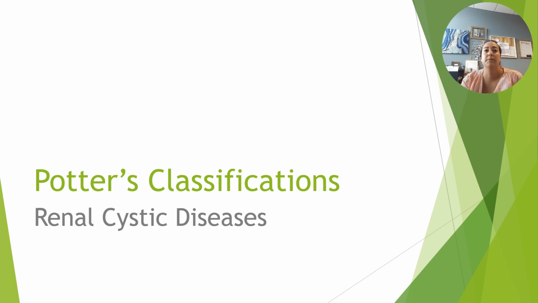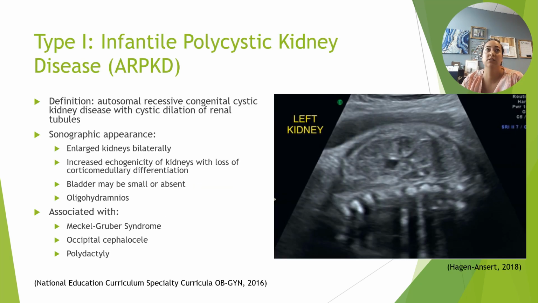All right, so getting into some abnormal things. Potter's classification is renal cystic diseases, so we're going to talk about those different appearances. There is type 1, also called infantile polycystic kidney or autosomal recessive polycystic kidney disease. You'll see these terms. Some of them are not used anymore, but I'm sharing all of them with you depending on what you end up seeing in the clinical setting and in your testing world, whether it be my exams as well as board exams. So just know both.